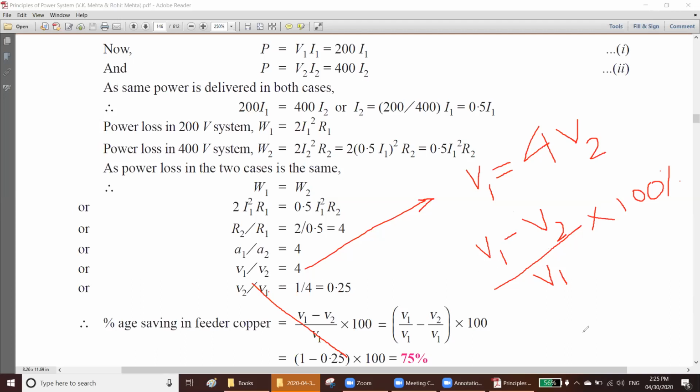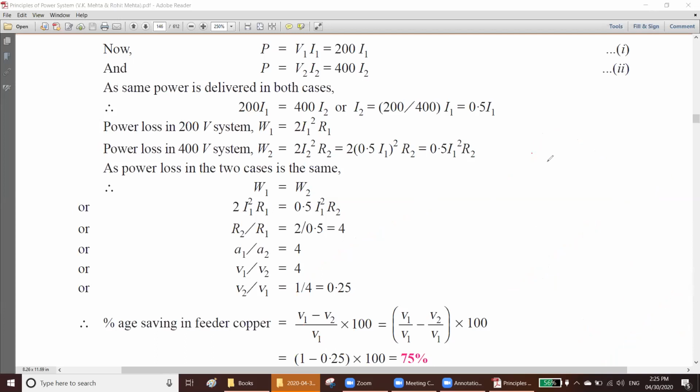So what you are left with? Remember, if you put 4 V2, minus V2, divided by, again, 4 V2 into 100, this is equal to 3 V2, and you have 4 V2. So V2 will be gone. So what you are left with? You are actually left with 3 divided by 4 into 100%. So 3 divided by 4 is equal to 0.75 into 100% is equal to 75%.